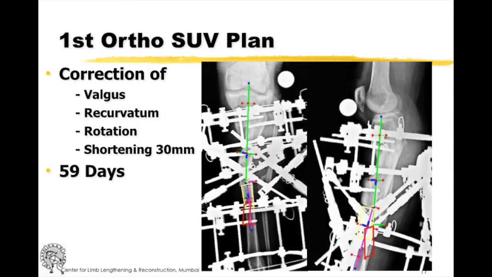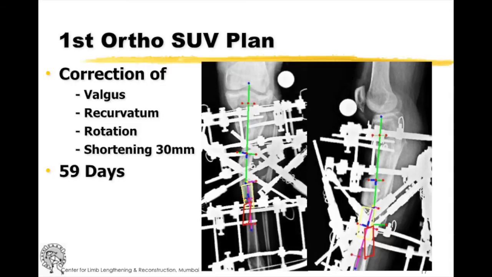So you can see that the axis is more or less corrected on this, and even on the lateral, though it is anteriorly translated, the axis is corrected. So this is what we planned for. We planned to correct all his valgus, recurvatum, some of his rotation, and some of the shortening.